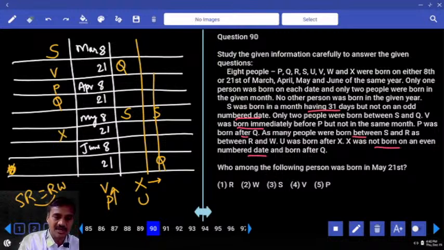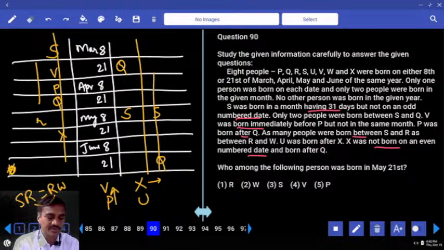Then R is exactly between S and W. Is it possible? No, it is not possible, because if R is here, then 3 persons between S and W is not possible. And this case is completely ruled out. Then coming back to this one, S and R and W.